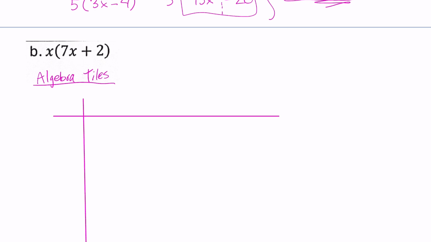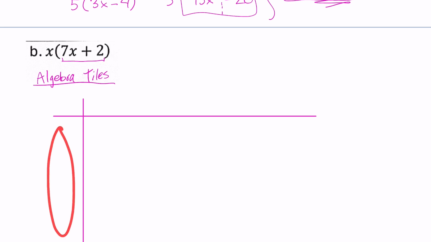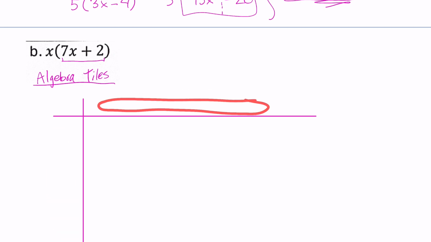Sometimes it helps to add the tiles first and then do the grid, because the grid helps me to see what my length and width is, right? That's why I do it, to organize it. So I'm going to have 7x plus 2. It doesn't matter if you put the 7x plus 2 here or here. I just like to have my longer expression on the top. That's just how my eye sees it better. Again, it's different for everyone.